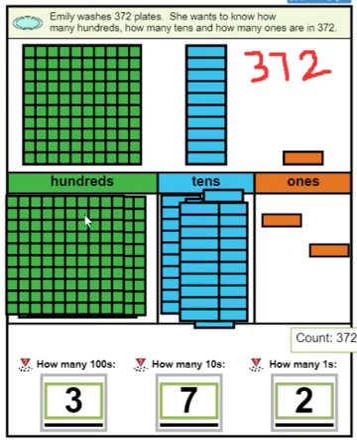So I count 100, 200, 300, plus 10, 20, 30, 40, 50, 60, 70, plus 1, 2. It's 372.